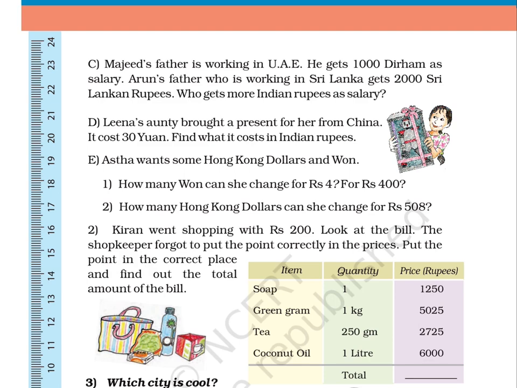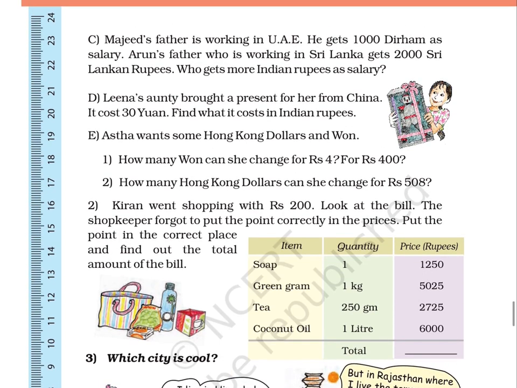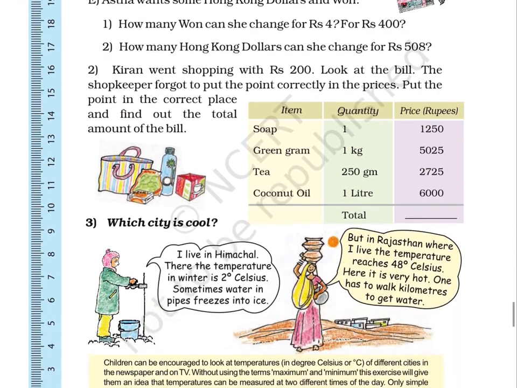2. Kiran went shopping with rupees 200. Look at the bill. The shopkeeper forgot to put the point correctly in the prices. Put the point in the correct place and find out the total amount of the bill.